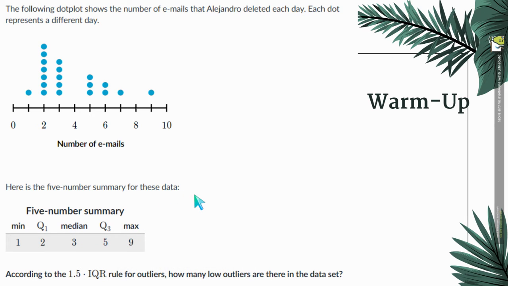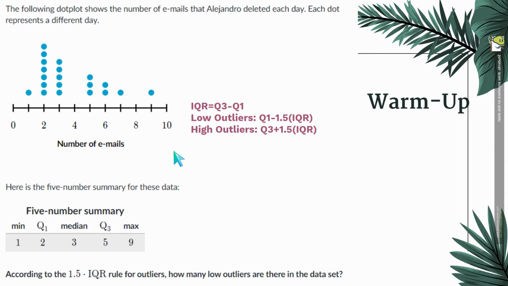According to the IQR rule for outliers, how many outliers are there in the data set? Be sure to look at your notes and recall how to find the IQR, which is taking quartile 3 minus quartile 1. Recall how to find low outliers: we take quartile 1 minus 1.5 times the IQR. And to find high outliers, take quartile 3 plus 1.5 times the IQR.